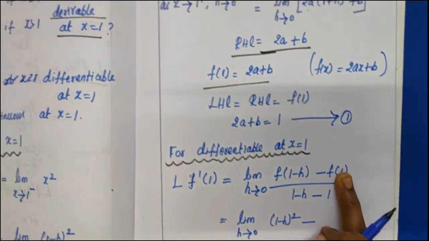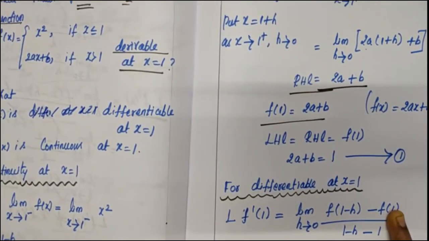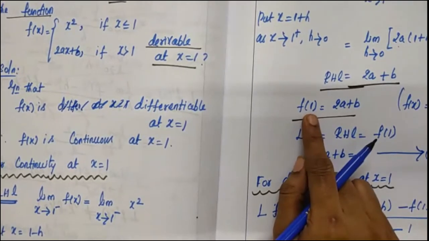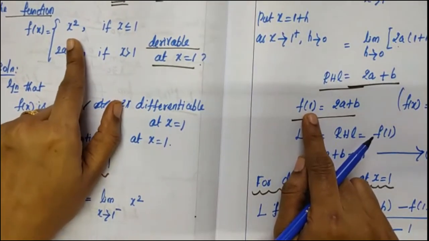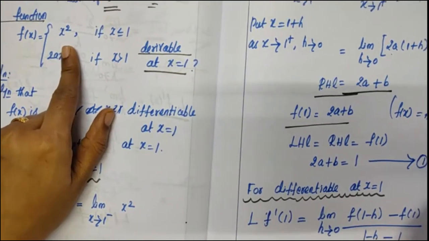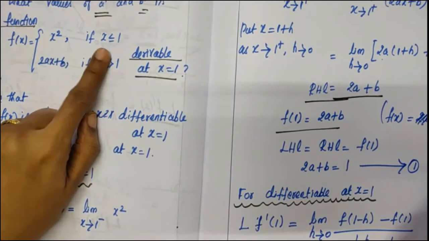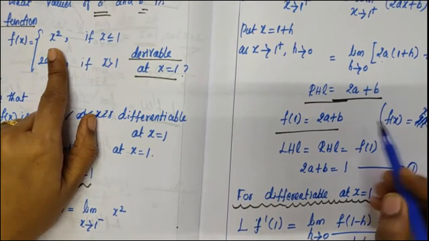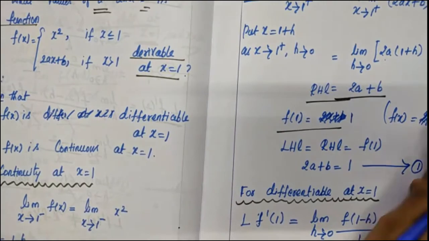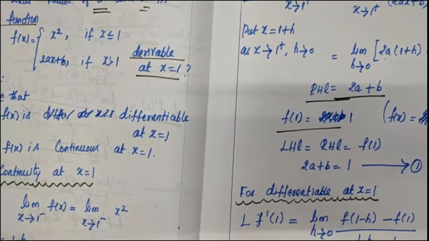So wait a minute. There is a small mistake in the previous line. For f of 1, at x equal to 1, the function is x square. I have written it wrongly here. At x is equal to 1, function is equal to x square. So this place is just 1. This is the only mistake. Then this line is correct.